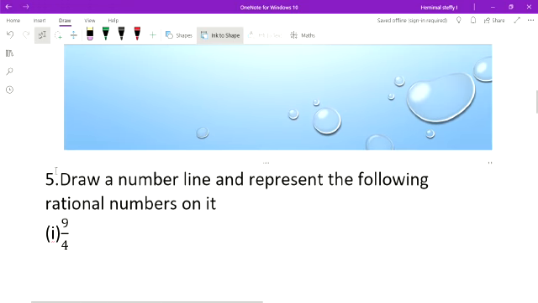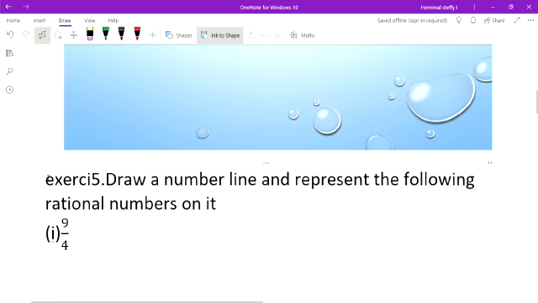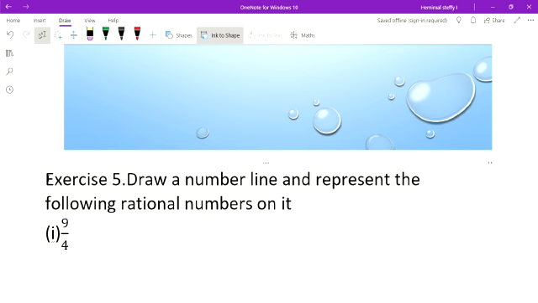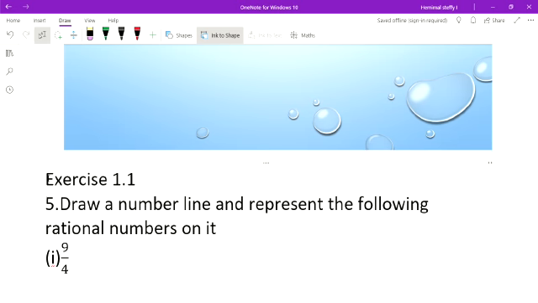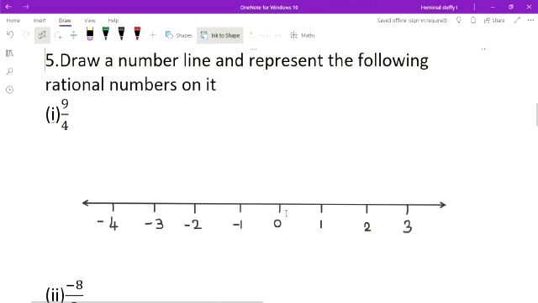Today we are going to see exercise 1.1, fifth Roman letter. Draw a number line and represent the following rational numbers on it. Okay, listen. Before the video we saw they are given the number line. We are going to find the rational numbers. In this Roman letter, they are given the rational numbers. They are asking how to represent the rational numbers on a number line.